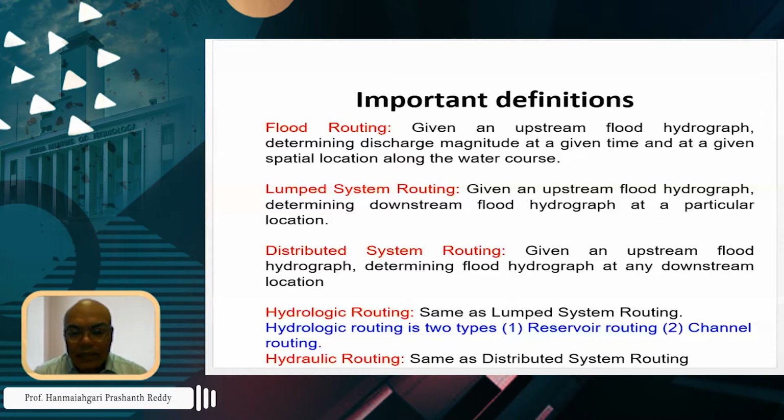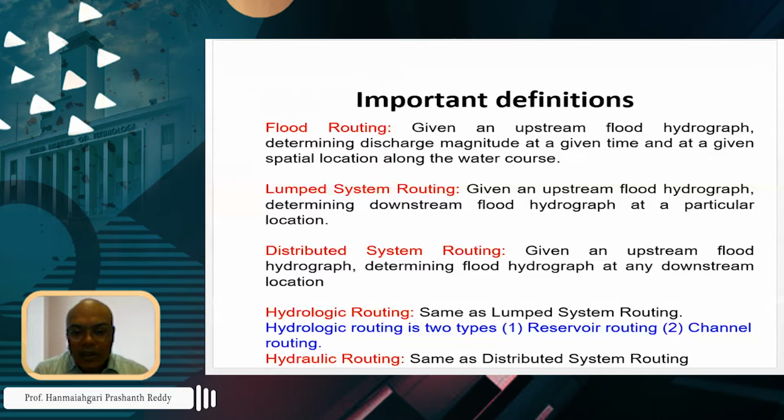So what does this mean? We know in a catchment area, a river is flowing through. At a certain section, let us say section 1, we know the hydrograph. Then downstream of section 1, let us say some 10 kilometers downstream, we need to know how this flood hydrograph changes. So determining the flood hydrograph at a downstream location, given an upstream flood hydrograph, is called flood routing.